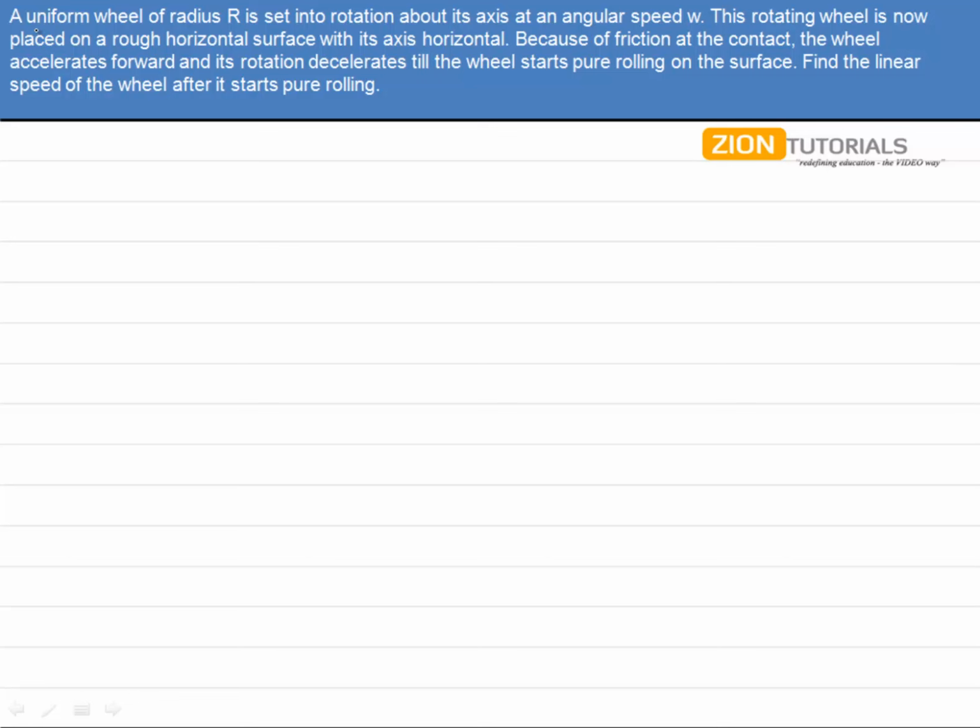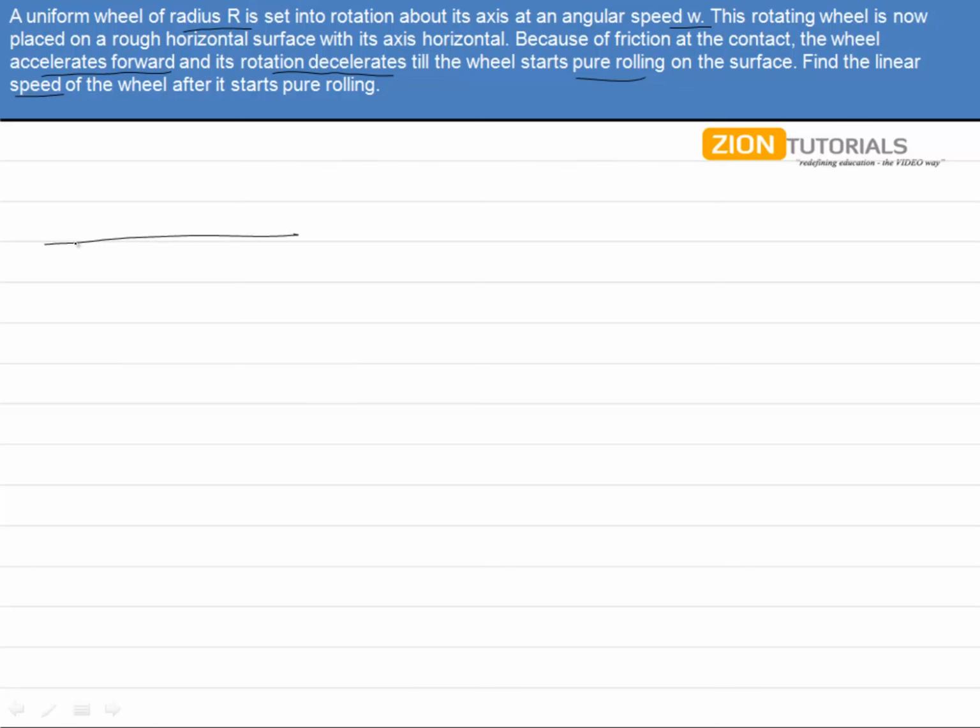As the question says, a uniform wheel of radius r is set into rotation about its axis at an angular speed omega. This rotating wheel is now placed on a rough horizontal surface with its axis horizontal. Because of friction at the contact, the wheel accelerates forward and its rotation decelerates till the wheel starts pure rolling on the surface. Find the linear speed of the wheel when it starts pure rolling.